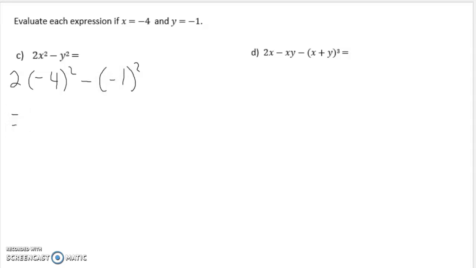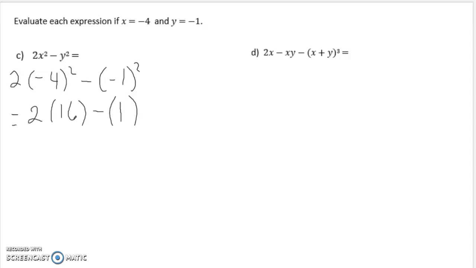So next step, nothing we can do in the brackets, but we do have some exponents. So we can do our exponents next. So we have 2 stays out front. -4 times -4 gives us positive 16. And then subtract, and then -1 squared, -1 times -1 is +1.